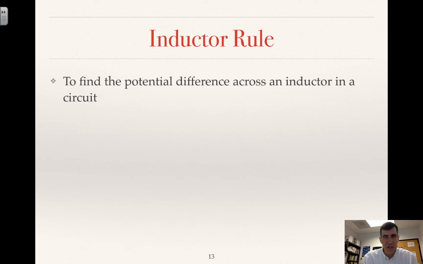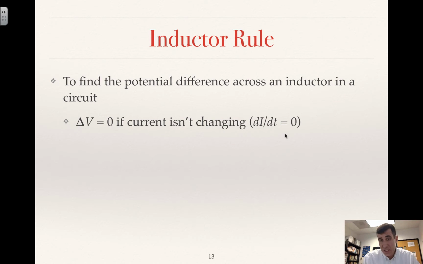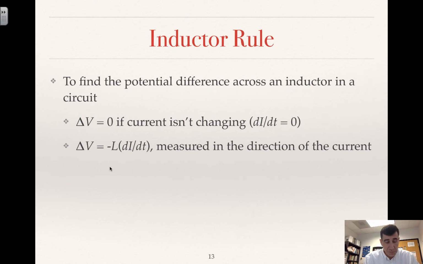So now we can define an inductor rule. To find the potential difference across an inductor in a circuit, well, if the current isn't changing, the inductor looks just like a wire, so there isn't any potential difference. So if the rate of change of the current, di/dt, is 0, then the potential difference across the inductor is going to be 0. If the current is changing, well, the EMF, the potential difference, is going to depend on how fast the current is changing. So there's a negative sign from Lenz's law, the self-inductance L times the rate of change of the current.